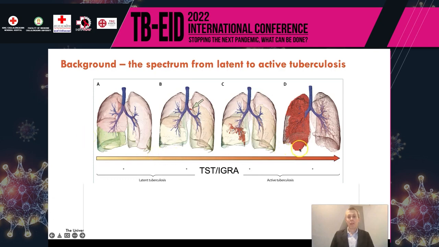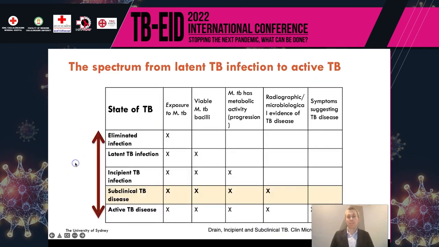On the other end of the spectrum, active tuberculosis is a disease that affects primarily the lungs, that affects the individual themselves, but also is able to be spread through the air to other people. And for this reason, the treatment of latent tuberculosis infection can also have public health benefits as well as individual benefits by preventing transmission of tuberculosis in the future.